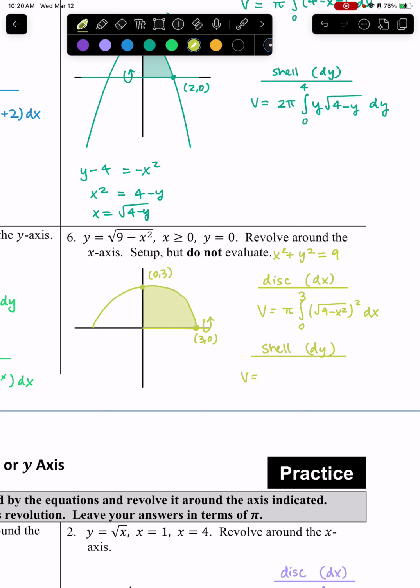Volume is equal to 2 pi rh, so we're going to have 2 pi. Y varies from 0 to 3 as well. And notice that our radius is just going to be whatever the y value is at any given point. And our height of the cylinder is going to just be given by the x value, boom. But x we have to solve for. So radius is y, height is x. And again, checking this out, if we solve for x, it would be 9 minus y squared, square rooted. 9 minus y squared, square rooted, dy.